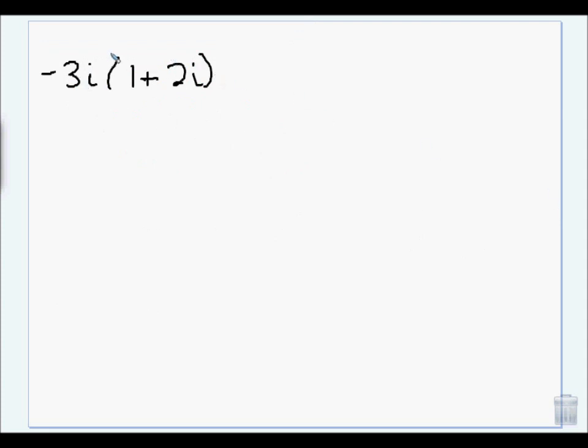Distribution, standard, same, multiply by each. Negative 3 times 1 is negative 3, so I have negative 3i. Negative 3 times 2 is negative 6, and then I have i squared. But I can't have i squared. So that's the same thing as negative 6 times negative 1, which is positive 6, and the number has to come before the i.